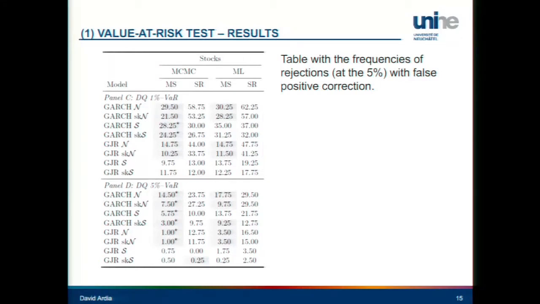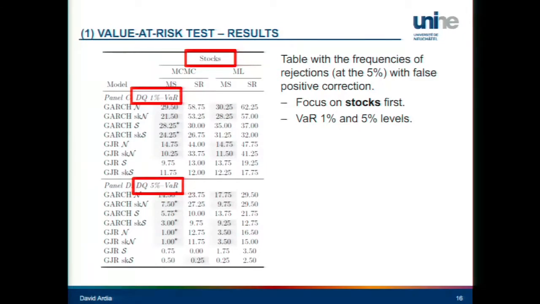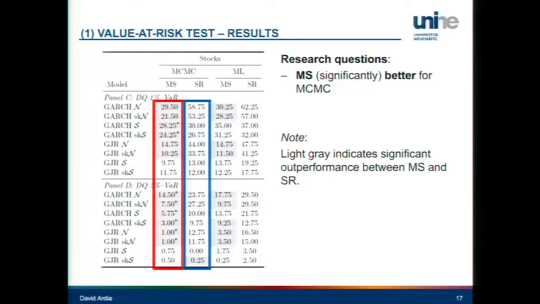So that's the first table you will find in the paper, right? And here I will focus first on stocks, and we focus on 1% value at risk and the 5% value at risk. And what you have in this table, that's the frequencies of rejections, right? So let's ask first the question, is Markov switching better than single regime? So you see on the left-hand side all the specifications for the GARCH and the conditional distribution. And on top, you see MCMC, ML, and Markov switching and single regime, right?